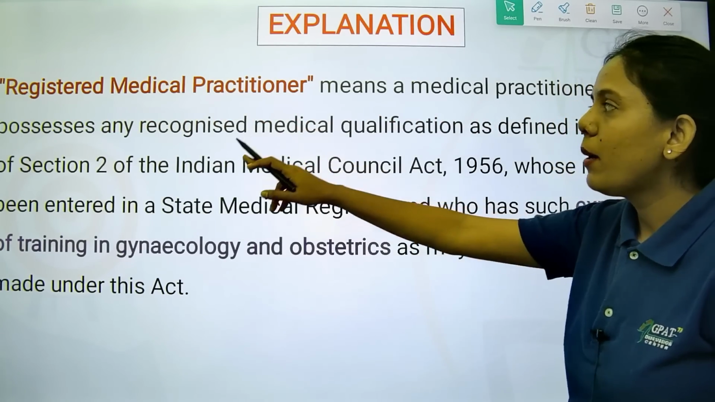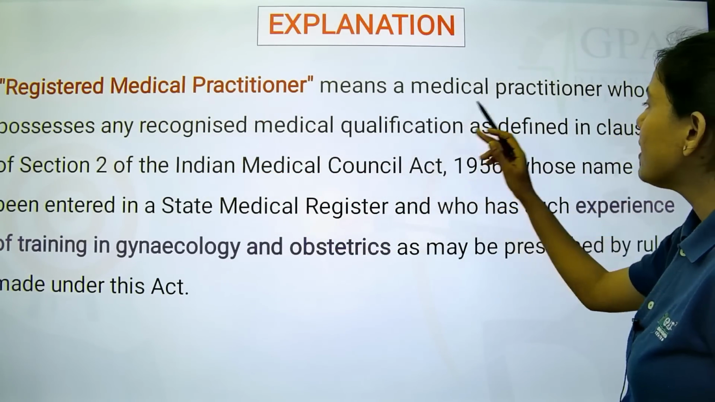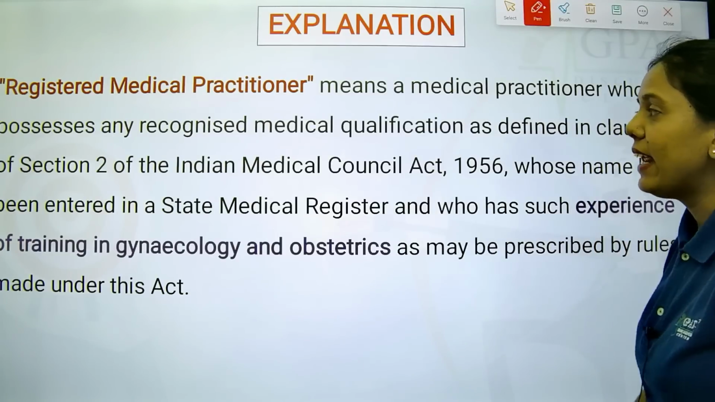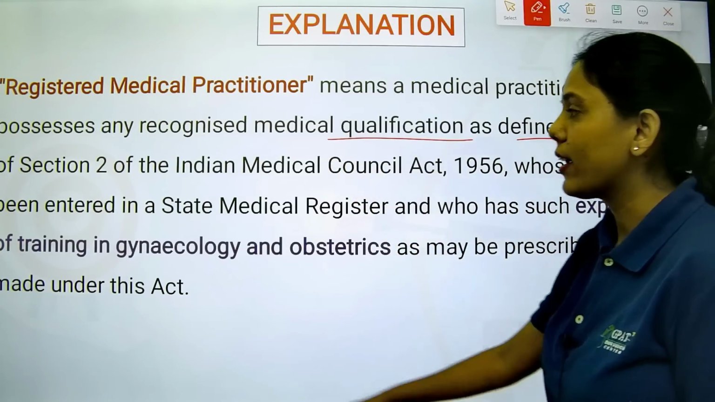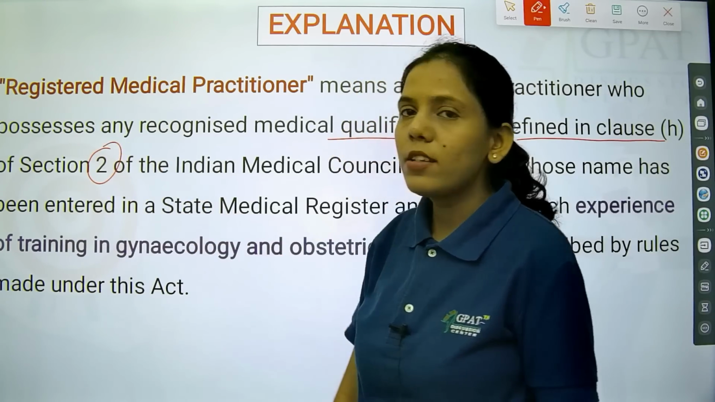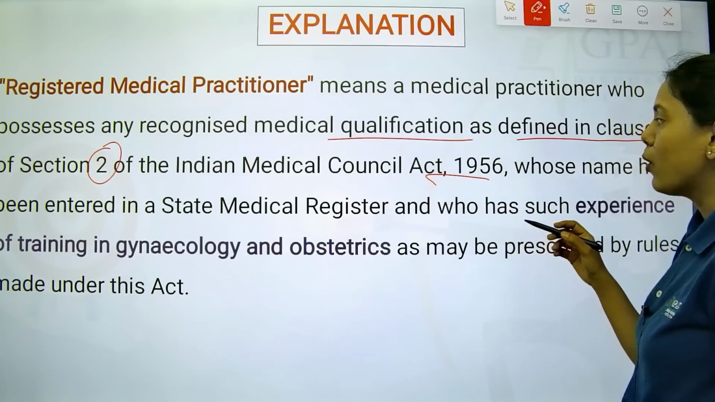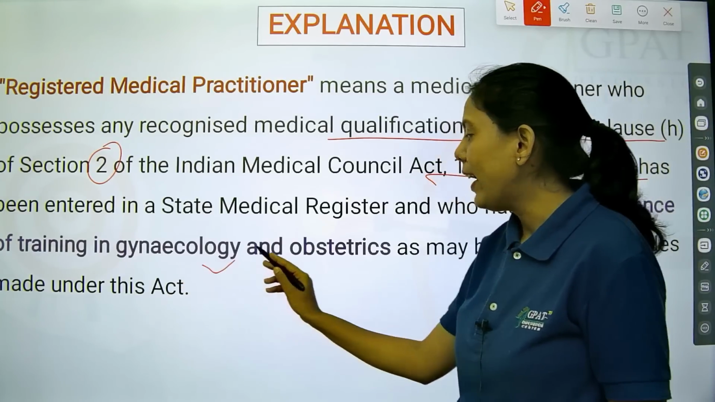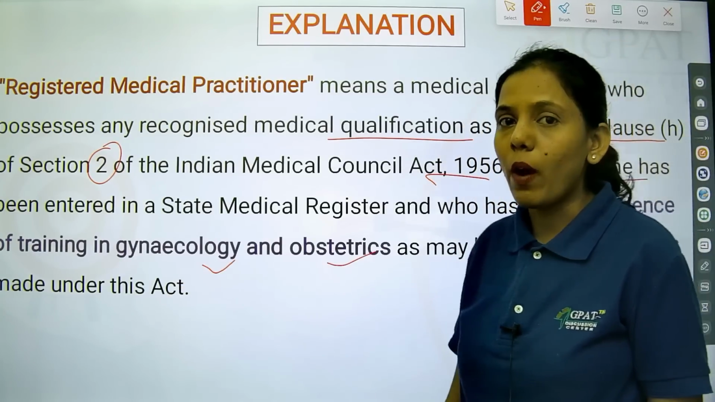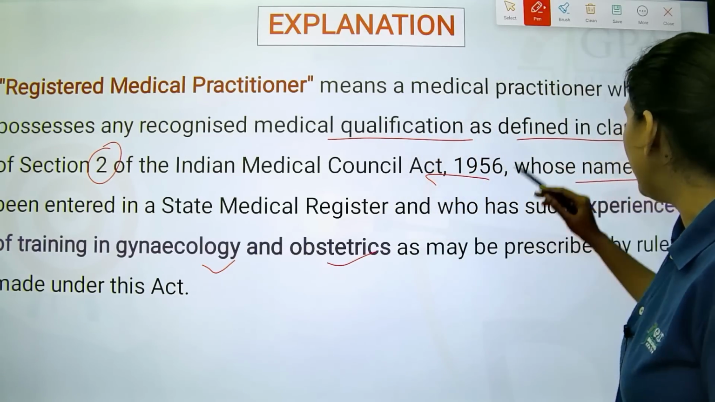See, registered medical practitioner, that is RMP. RMP means a medical practitioner who possesses any recognized medical qualification as defined in clause H of section 2. And this clause tells us that according to the Medical Council Act 1956, training in gynecology and obstetrics is required for the termination of the pregnancy under this act.